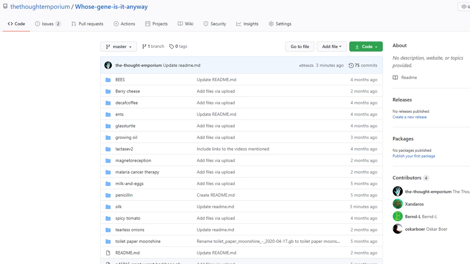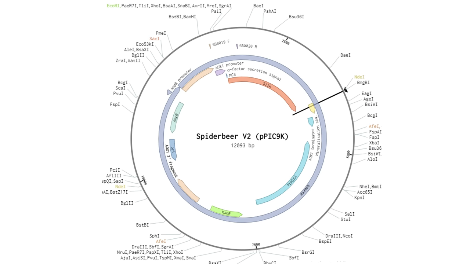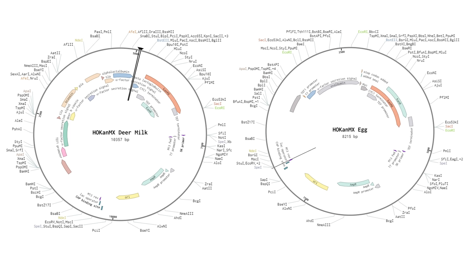The plasmid has been posted on my GitHub repo for those who want to tinker with it, and I'm looking into setting up an online store to sell all the bits of interesting DNA I've been designing, like the silk plasmid, or the deer milk, or egg yeast plasmids I'm working on.